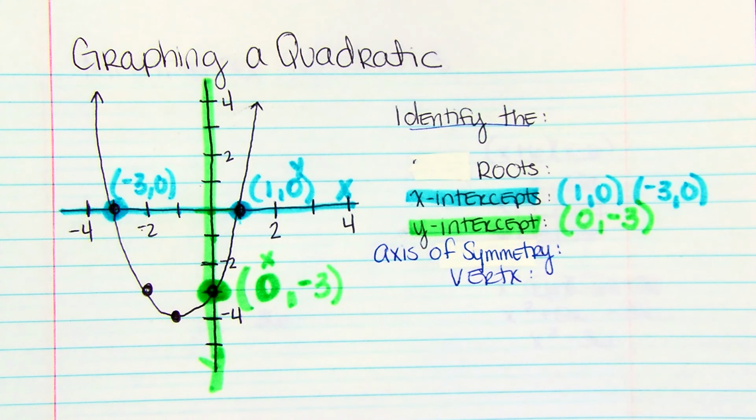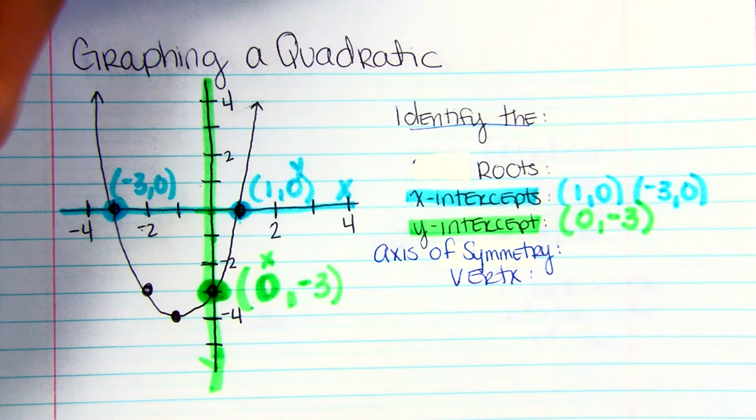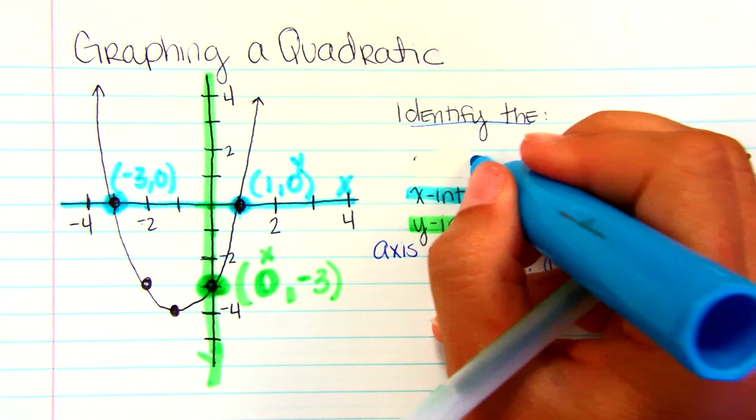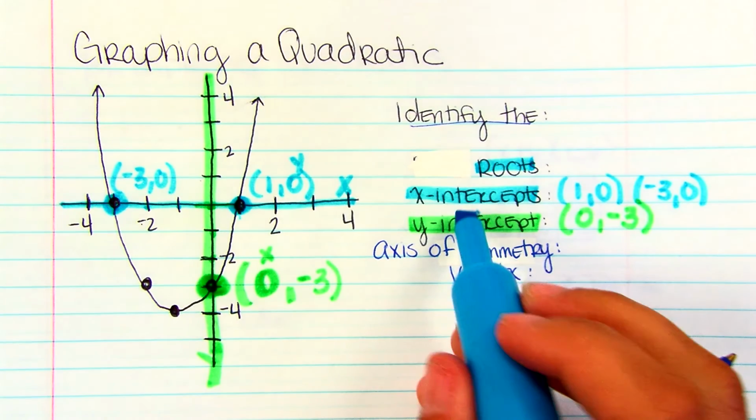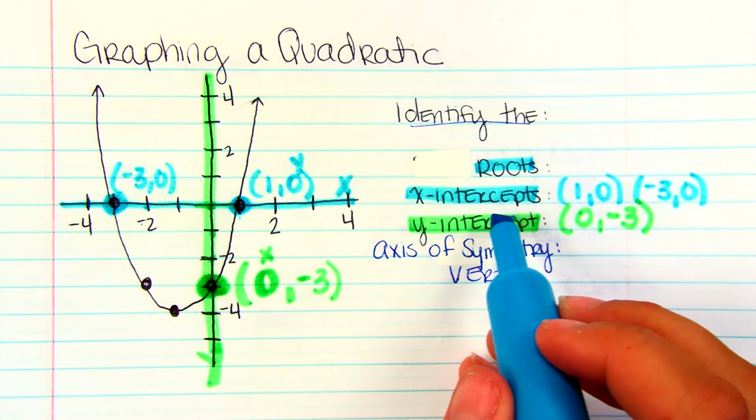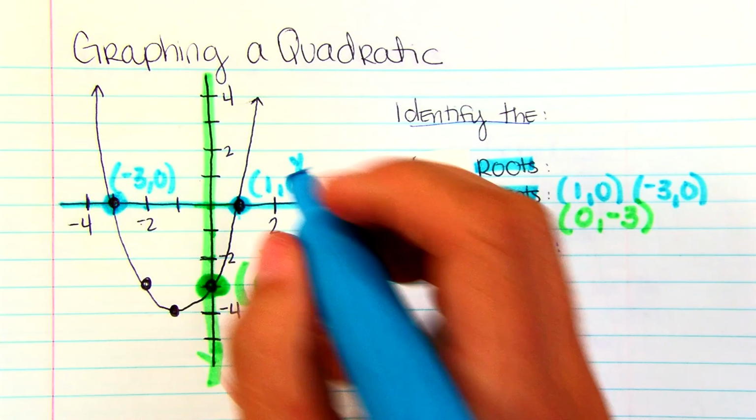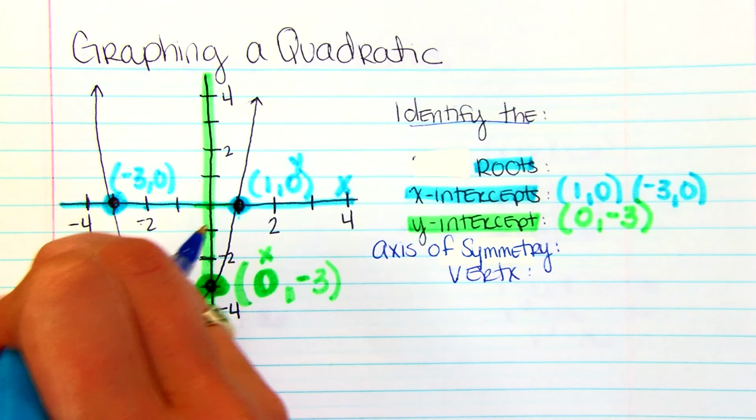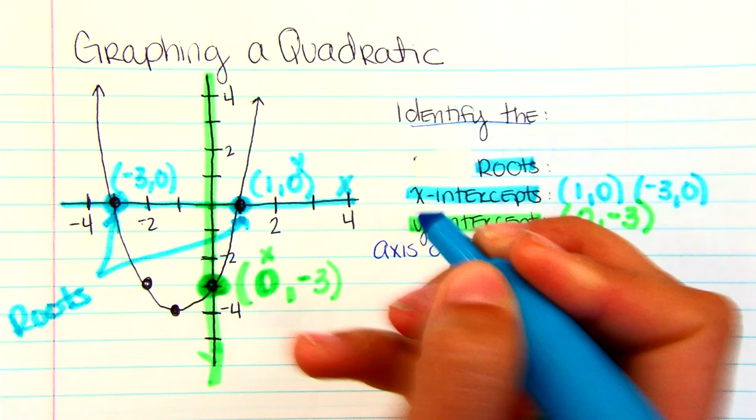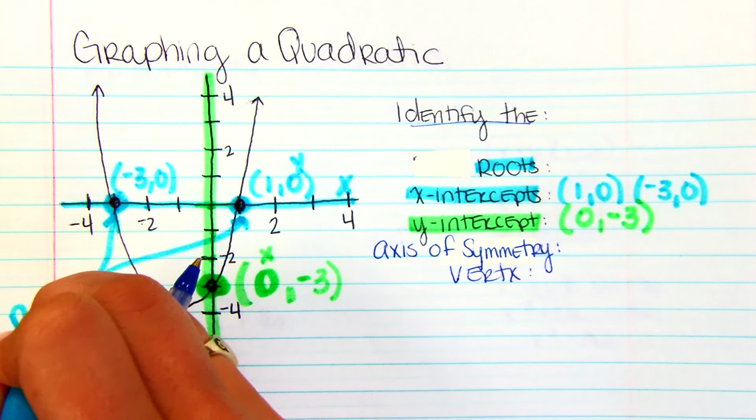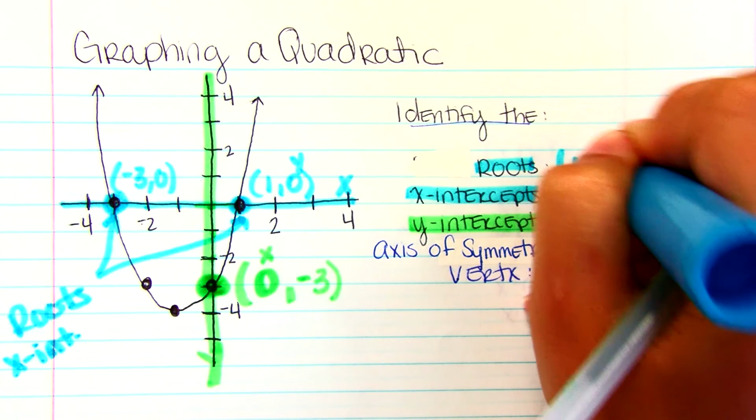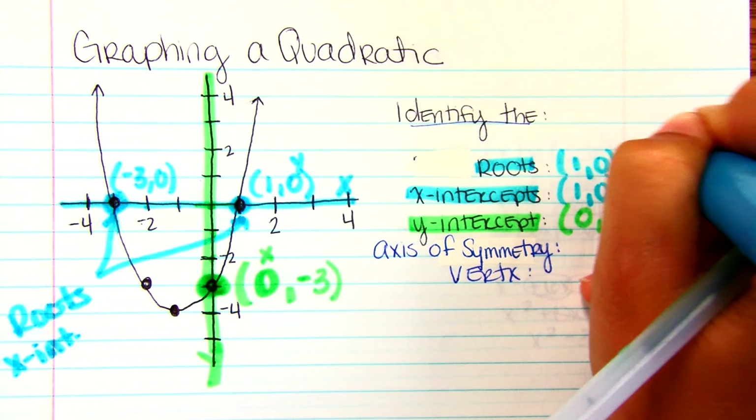Now the crazy thing is that roots are just another word for x-intercepts. So roots are x-intercepts. So these are also roots. That's a root. That's a root. They're also called x-intercepts. So really, it's the same exact answer.